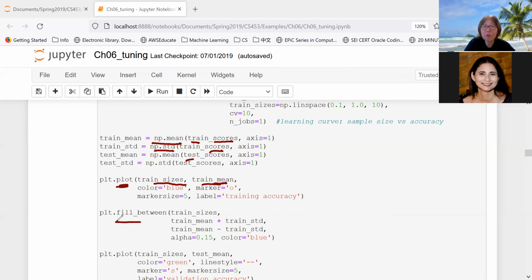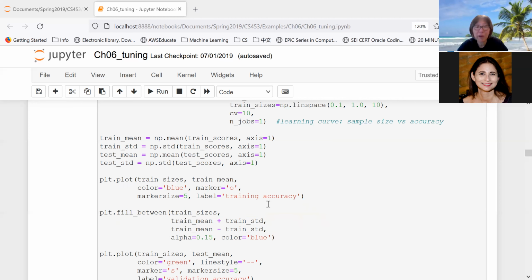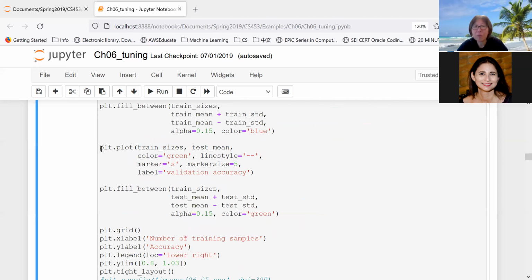For this plot, we do the training size and the mean. And for this one we plot the one standard deviation from the mean. So we are also going to have this range highlighted, kind of. So that's what this part is. And then we just plot that.